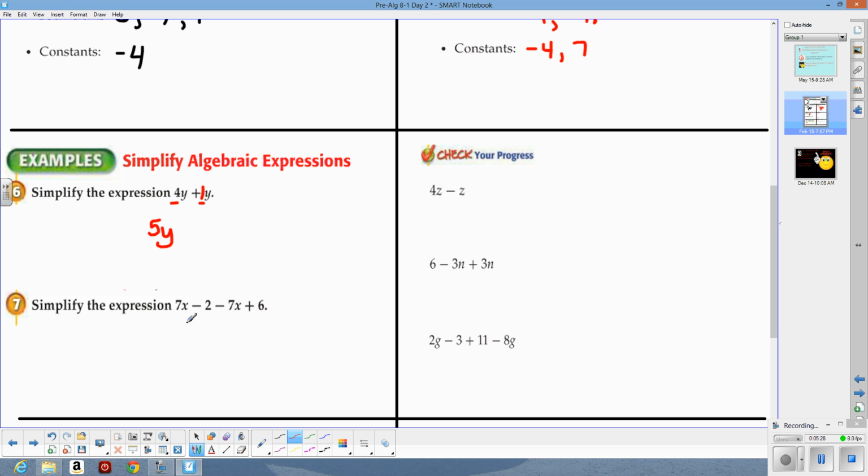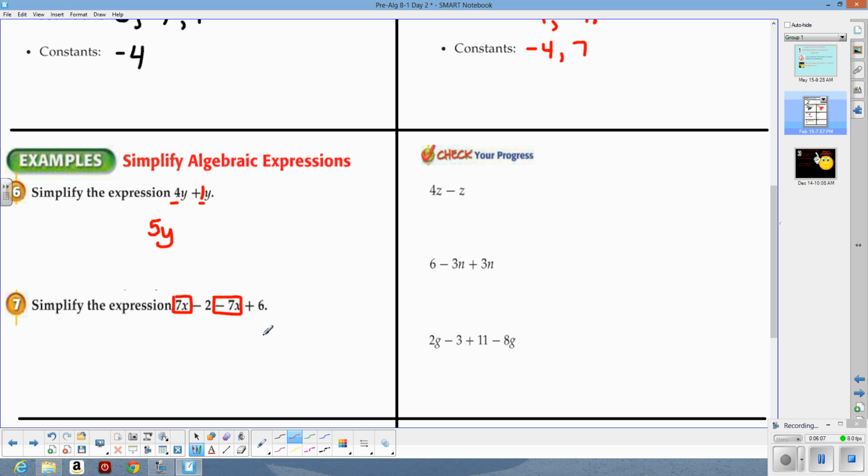Next, we have 7x minus 2 minus 7x plus 6. Since this one is a little more complex, I'm going to go through and put different shapes around the like terms. So the 7x is going to go with this negative 7x. When we combine like terms, you always have to include the sign that's in front of each term. Remember, subtracting 7x is like adding a negative 7x. So we're going to go ahead and take 7x plus a negative 7x. When you add those together, 7 plus a negative 7 is 0.